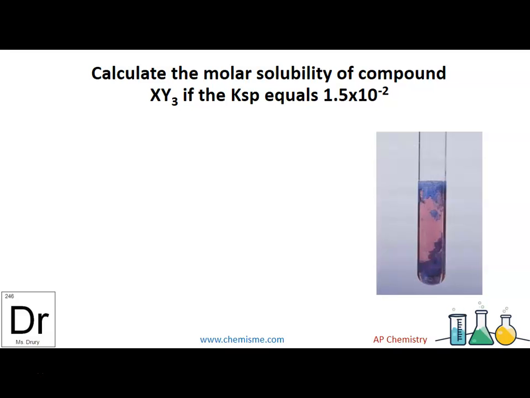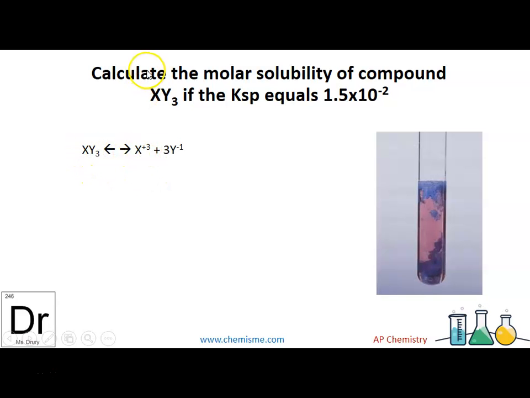The next one says, calculate the molar solubility of a compound XY3 if the Ksp is 1.5 times 10 to the minus 2. Even though we don't know what the substance is or how much we have, we can still figure out how much is going to dissolve or precipitate out, as you can see in the picture. But this one's a little bit backwards. The Ksp is given. So we're going to do this slightly differently, but it starts the same.